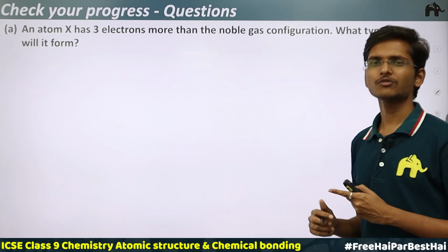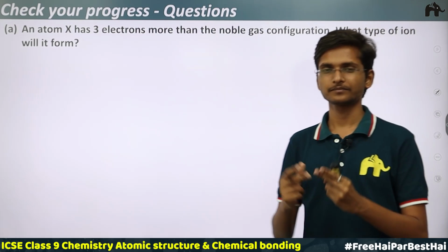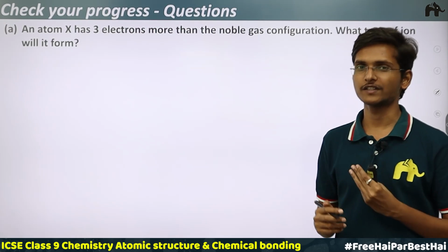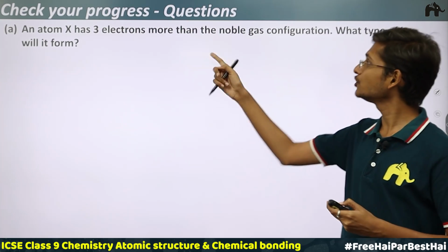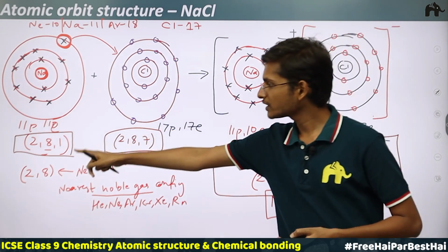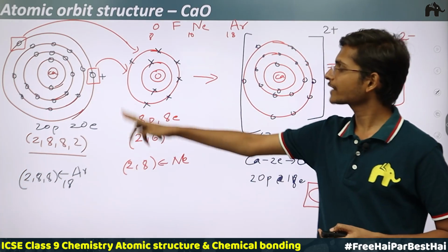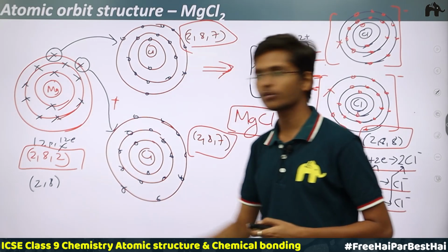We have just now seen the examples, one of sodium atom, one of calcium atom, and one more example of magnesium atom. In case of sodium atom, it was having 1 electron more than the noble gas configuration. In case of calcium, 2 electrons more than the noble gas configuration. In case of magnesium also, 2 electrons more than the noble gas configuration.